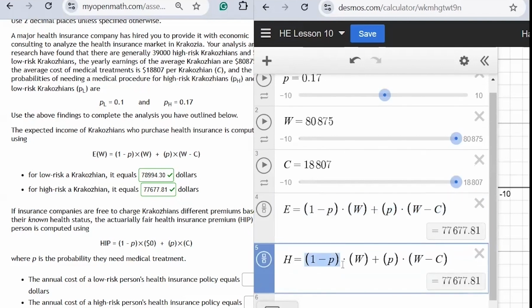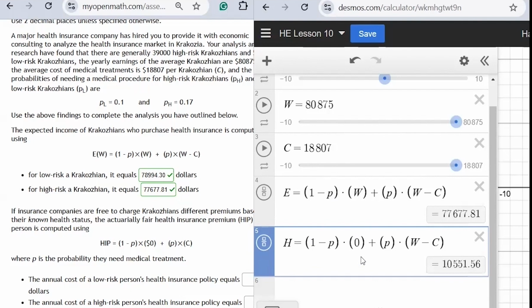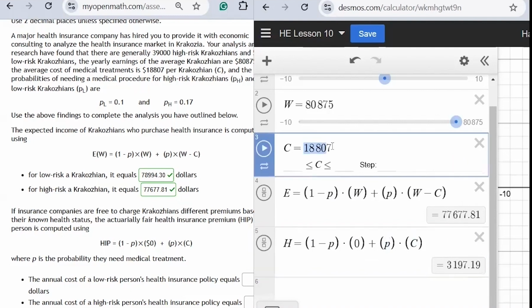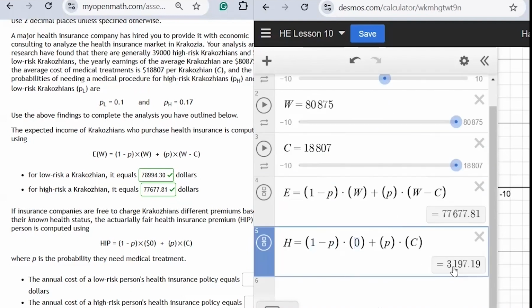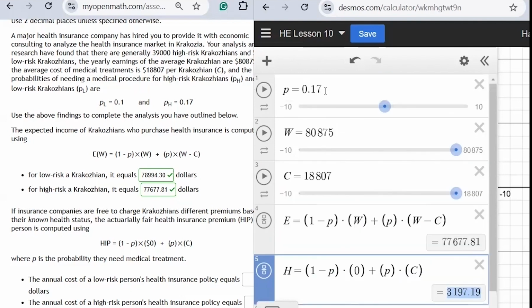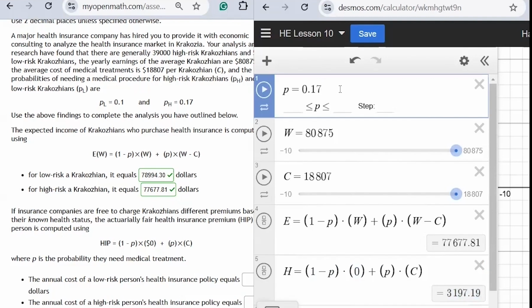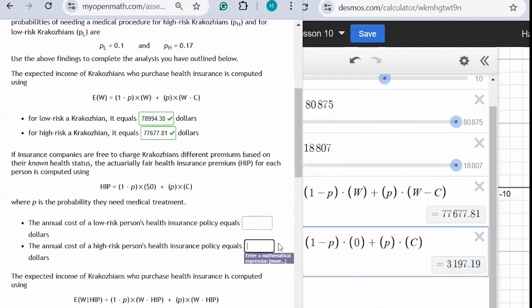1 minus P is the probability of not needing the procedure. If you don't need the procedure, you're not spending money on the procedure. This is the probability of needing the procedure. If you need the procedure, you're going to have to pay C dollars, that amount of money. So the actuarially fair insurance premium in my model with these things plugged in is $3,197.19. So this probability here is the high risk. So this is the high risk premium. So that would go right here in the second box.